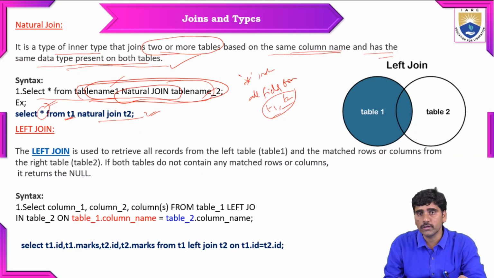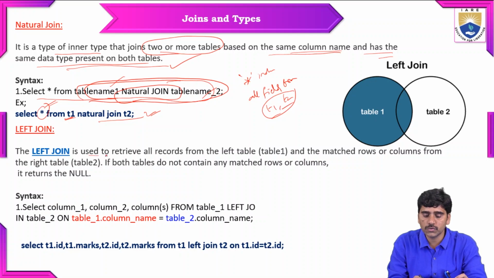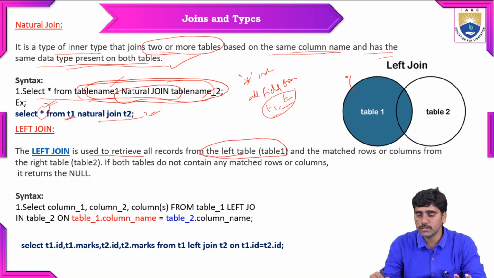Next one, left join. Left join is used to retrieve all records from the left table, that is nothing but table 1. So this is the left table and this is the right table. The left join retrieves all records from the left table and the matched rows or columns from the right table.